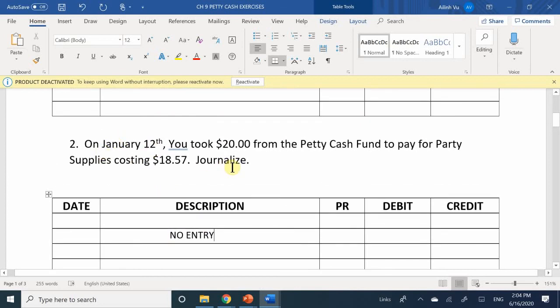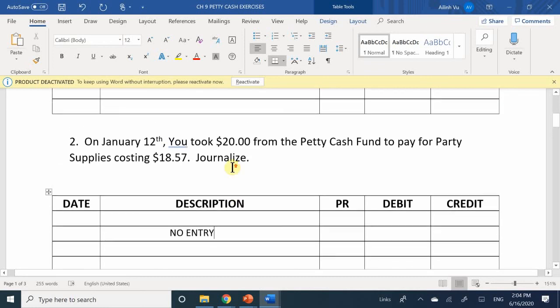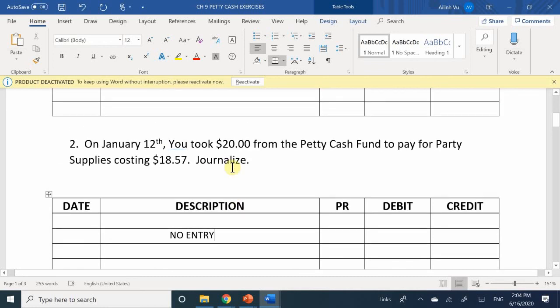Don't you need to keep track of how much is in there at all times? Yes, that's why the person who's in charge of the petty cash fund is going to make sure that you give that $20 back. So $20 meaning whatever, 18.57, that's the receipt, and you're going to get back $1.43.